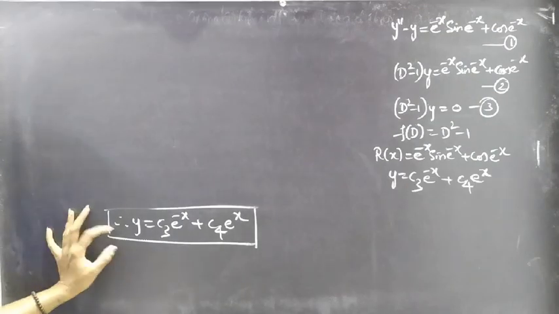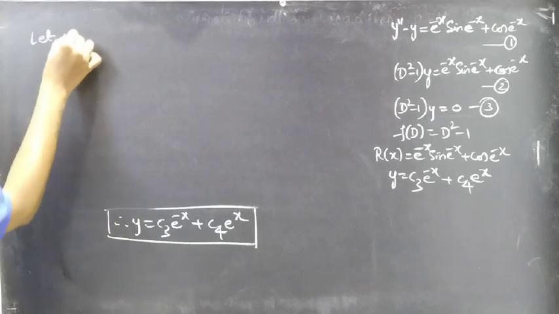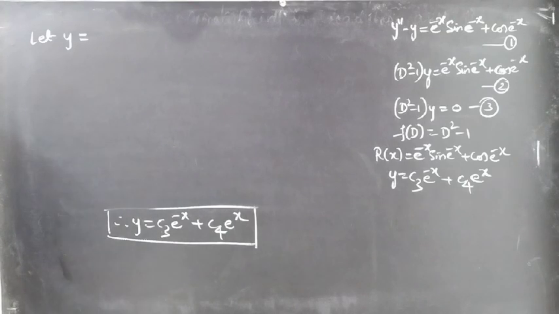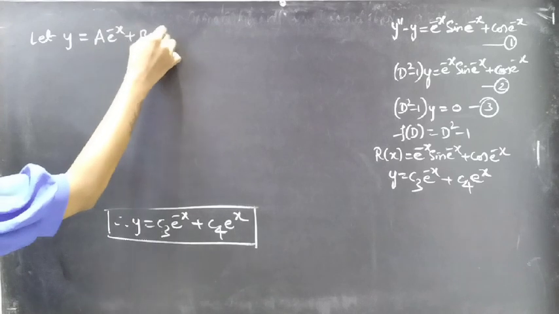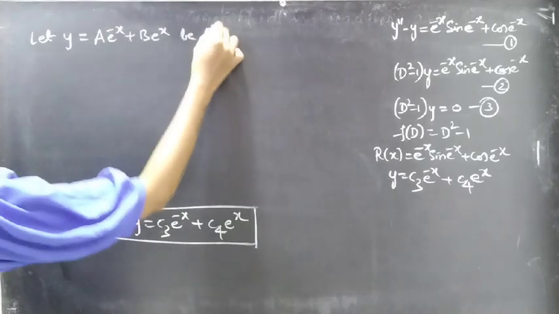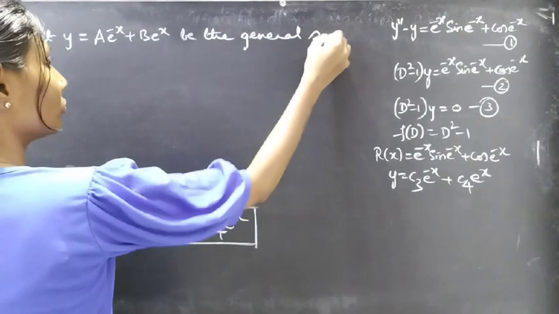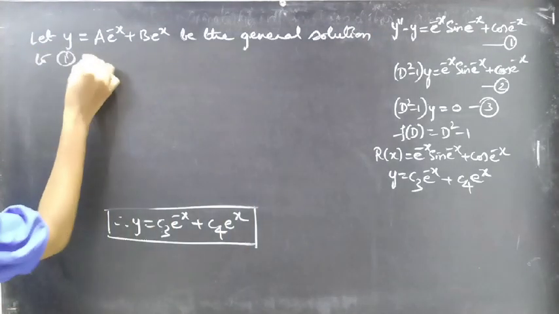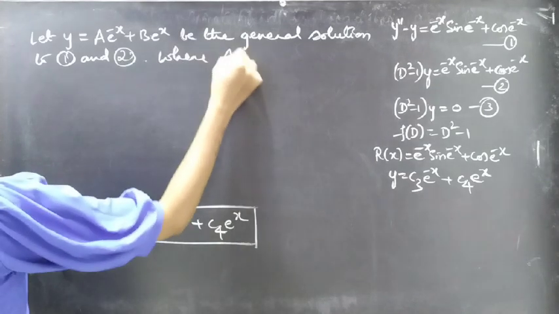Now, using this solution, we'll write the general solution to our problem. Let y equal to, now replace the constants or parameters with some functions of x, say a and b. We'll get y equal to a e power minus x plus b e power x, be the general solution to our problem, where a and b are functions of x.